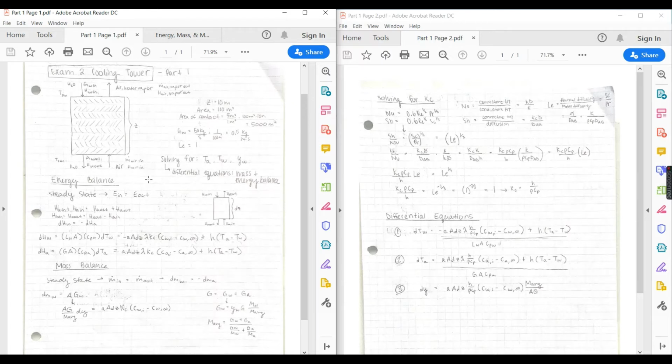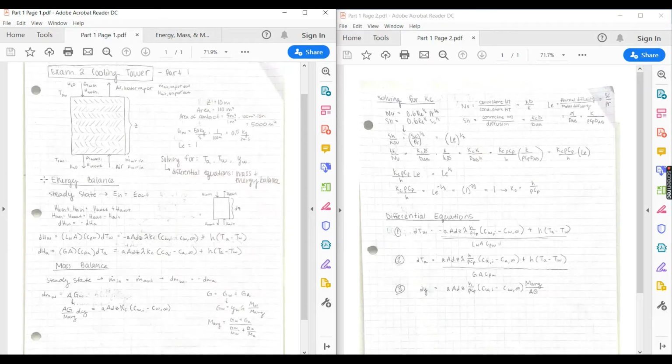In this problem, we're asked to derive a series of differential equations in order to solve for the temperature of the air, the temperature of the water, and the mole fraction of the water in the air and water vapor mixture. These equations can be derived using a mass and energy balance for the system.